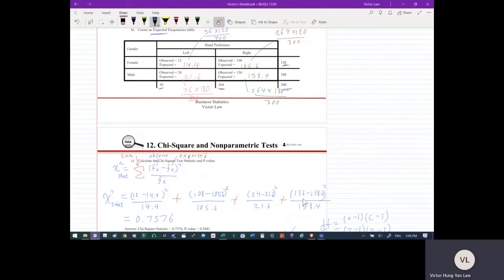And the last one, the observed is 156 and the expected is 158.4. So we take 156, the observed, minus the expected, squared, divided by 158.4. Once we have these four cells calculated, we add them up and we get 0.7576. So that's the algebraic method. If you do it algebraically by paper manually, it's still doable right now because we only have 2 times 2, with 2 in the column and 2 in the row. But once we have more columns and rows, like 5 or 6 columns and 5 or 6 rows, it's hard to do it manually by paper. So that's why I'm going to show you how to do it in Excel.